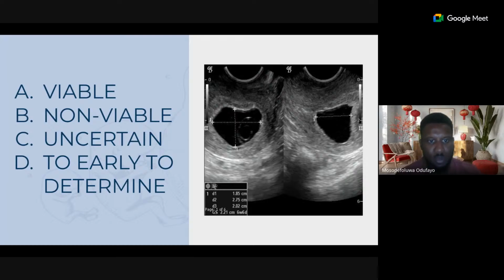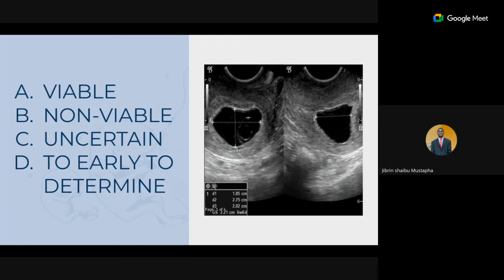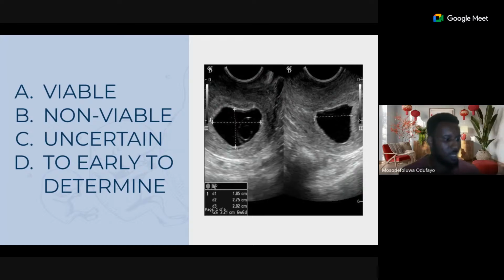Is it viable or non-viable? Take a look at the gestational sac diameter very well. Is it uncertain, or is it too early to determine? Ten seconds. It's uncertain. Okay, fantastic. Someone has said it's uncertain.